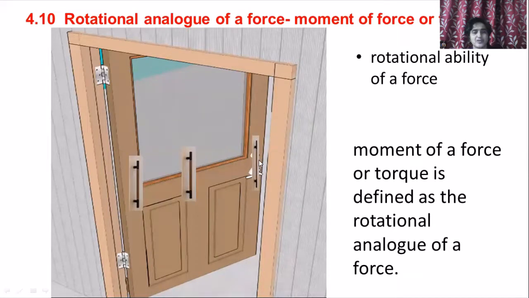So first of all, to have the rotational effect, we have to apply a force. Without application of force, we will not get a rotational effect. So magnitude of force is of course important.